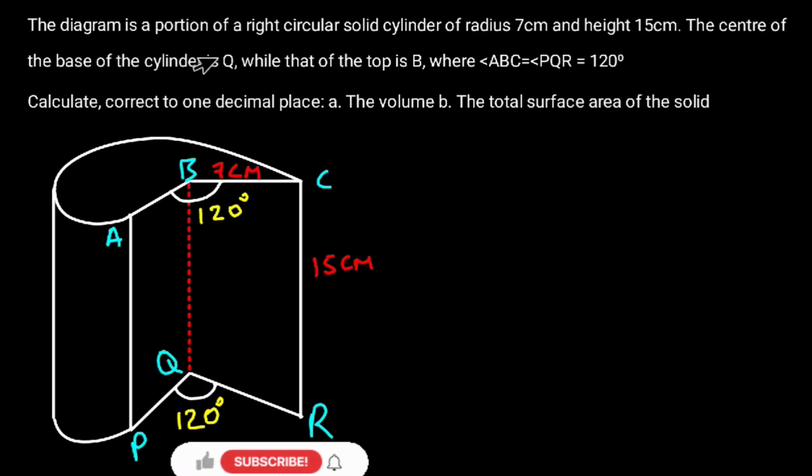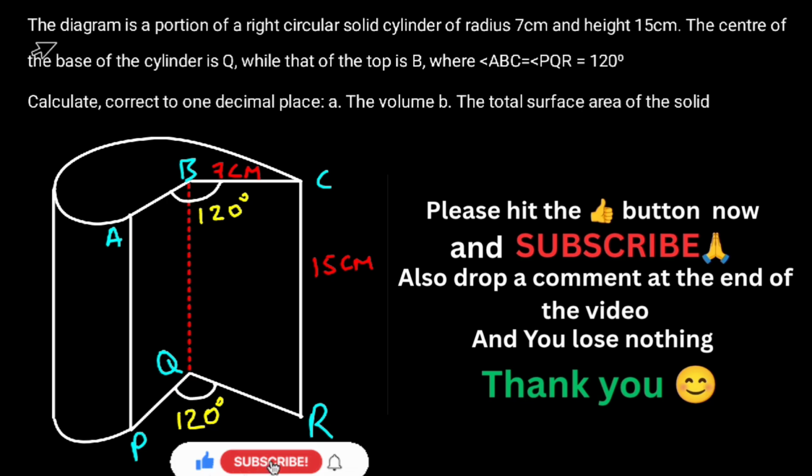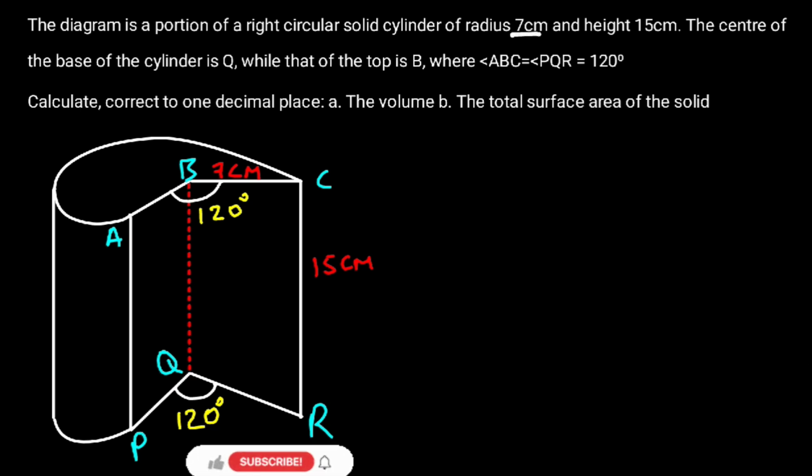Let's solve this question. We're given this diagram, and then here's the question. It said the diagram is a portion of a right circular solid cylinder of radius 7 cm, that is from this point B to this point C, is the radius of this right circular solid cylinder. Now the height is 15 cm, that is from point C to point R. Now this point C to point R is also equal to the distance from point B to point Q. Sorry, this diagram is not drawn to scale.